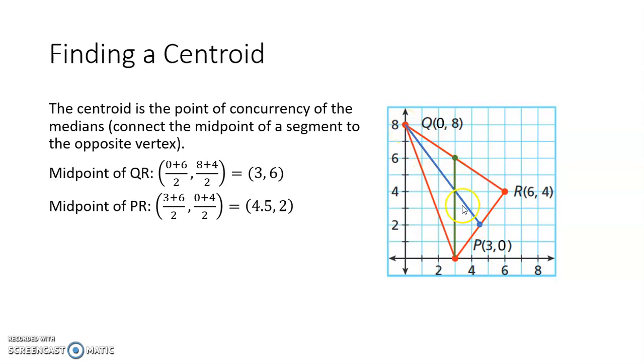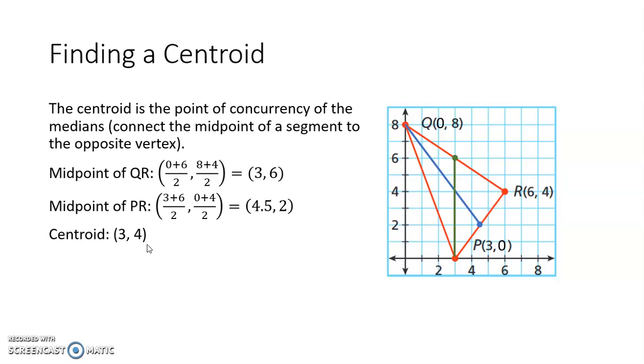Now all I need to do is find the place where these lines cross, and that is my centroid. Okay, this point is the point (3, 4). So my centroid is the point (3, 4). So that's how you find the centroid.